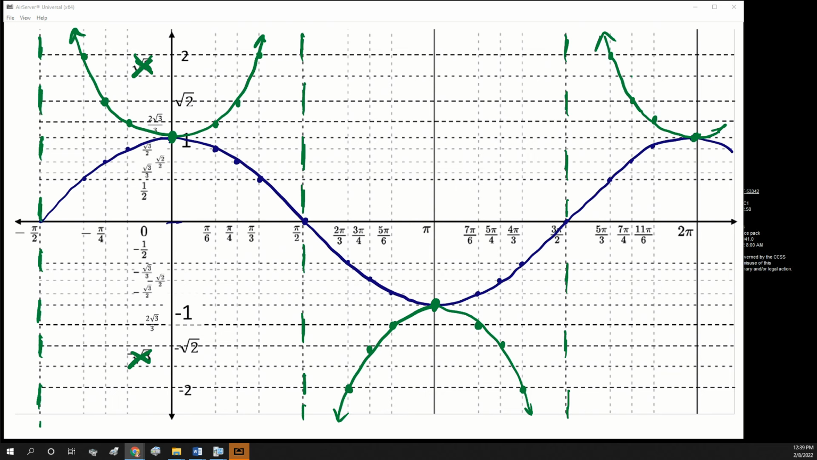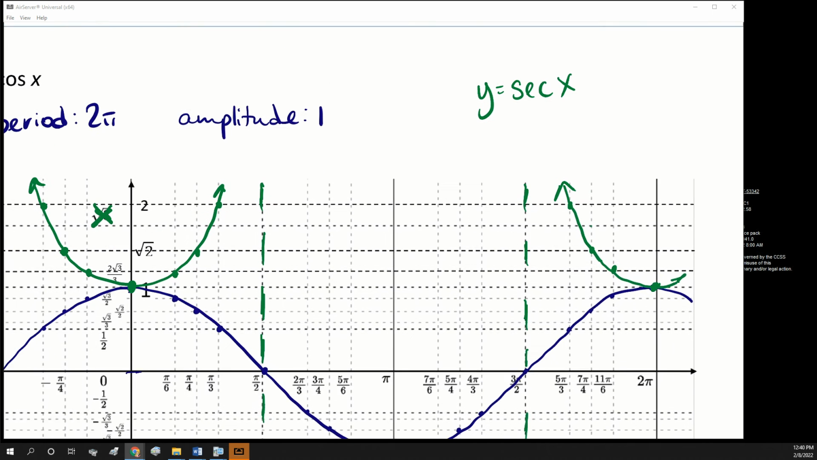So secant looks a whole lot like cosecant, just like sine and cosine look a lot alike. It's just where you start and where you end is a little bit different. What do you guys think about the amplitudes? Does secant have an amplitude? No.